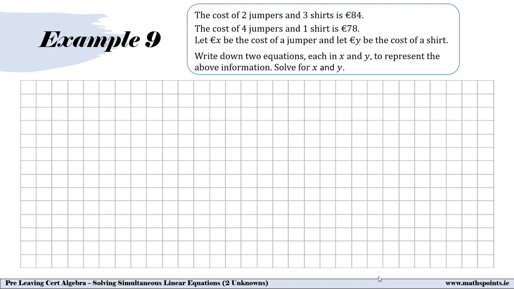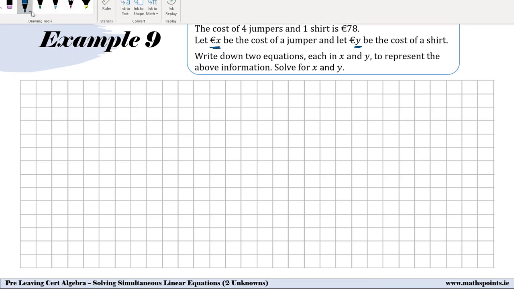So we're told that the cost of 2 jumpers and 3 shirts is 84 euros and the cost of 4 jumpers and 1 shirt is 78 euros. They tell us to use x as the variable for the cost of a jumper and y as the variable for the cost of a shirt. And what we have to do is write down 2 equations, first of all in x and y.